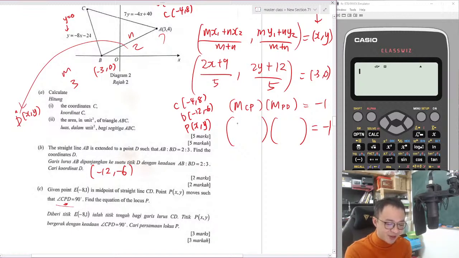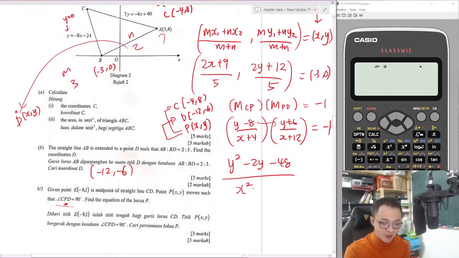I prefer to put the y in front. So C and P: (y - 8)/(x + 4). Then C and D: (y + 6)/(x + 12). Then just multiply. This one gives me y squared minus 2y minus 48 over x squared plus 16x plus 48, equals negative 1.